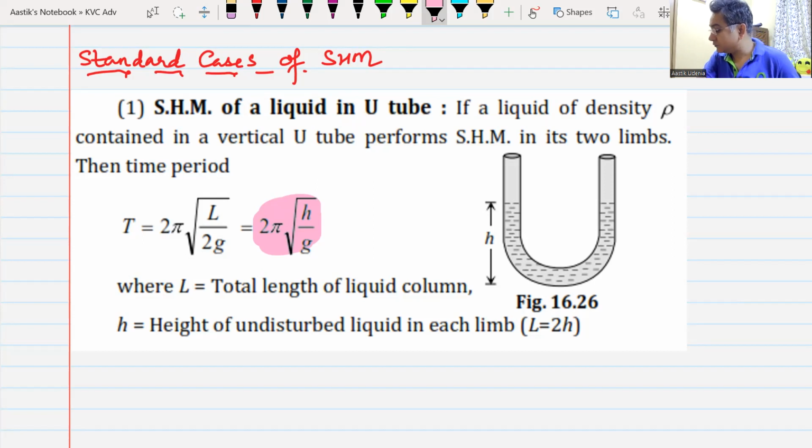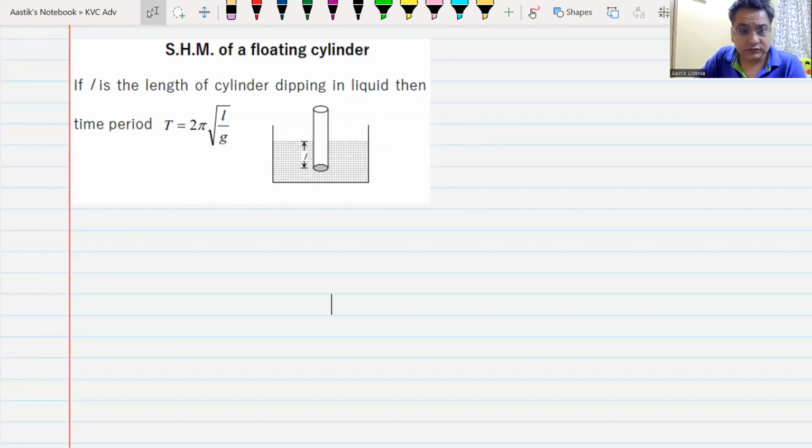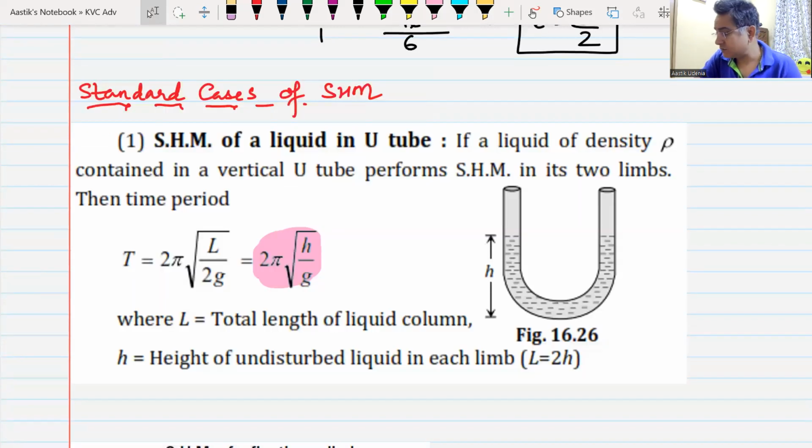Have you noted it down? One minute. Note it down fast. It should not take so much time.